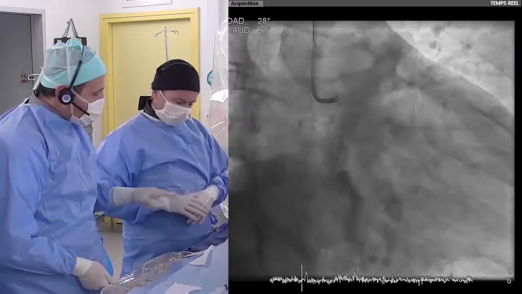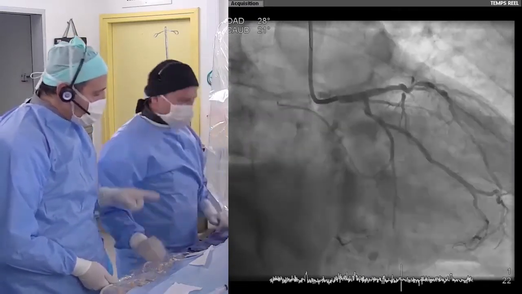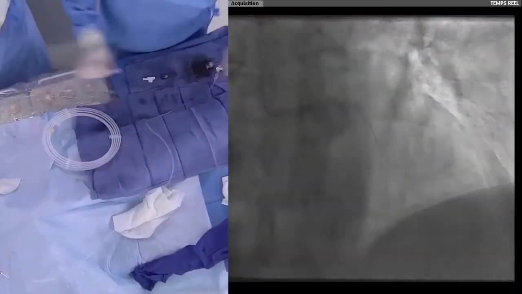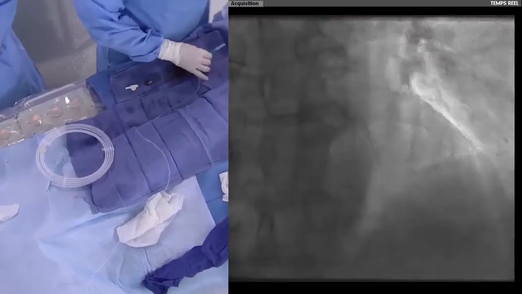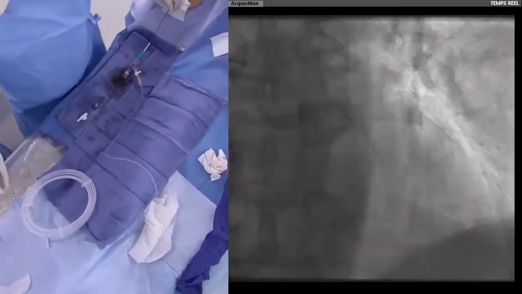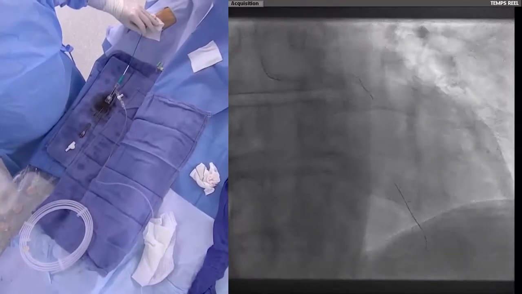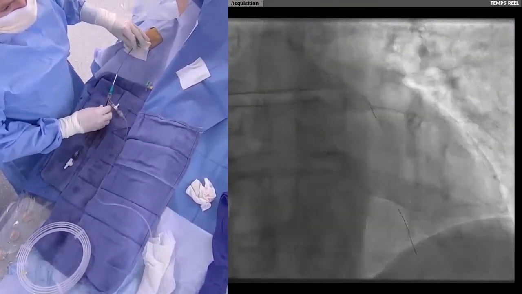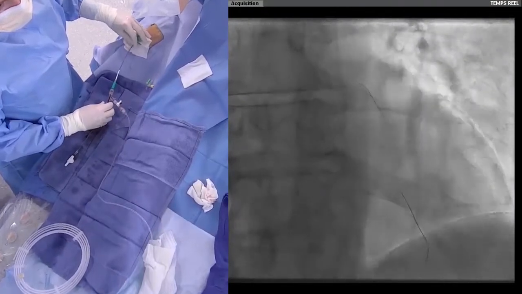Nicolas now has a workhorse wire in the LAD and a floppy rota wire next to it, and he will proceed live in placing the rota wire next to the workhorse wire into the LAD. So this is a floppy rota wire. I have to engage the guiding a little bit inside the left main.